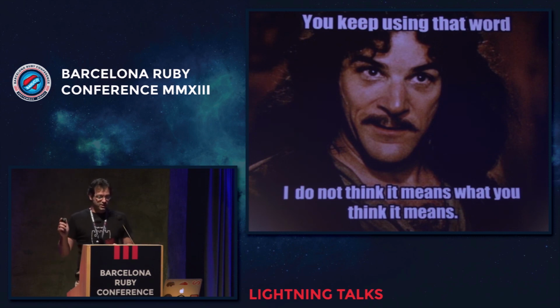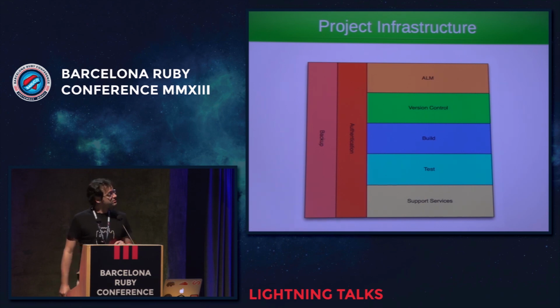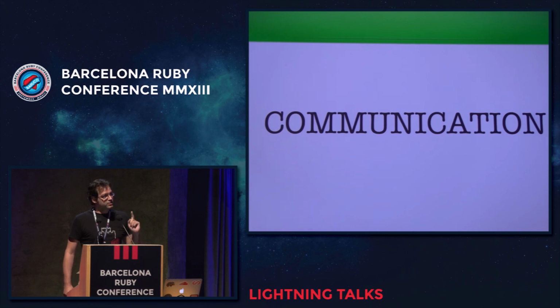So let's talk about project infrastructure. Project infrastructure is, well, all these things. Application lifecycle management, fancy words for bug tracking and requirements management or whatever. Version control, your build systems, your test systems, everything that runs in order to facilitate one thing: communication between your team, your stakeholders, all of that. Those are servers that actually need to run, and you need somebody to take care of them so that the team can work and communicate.